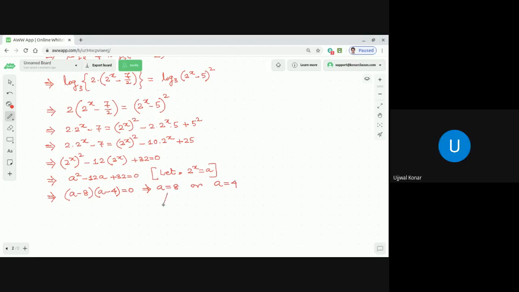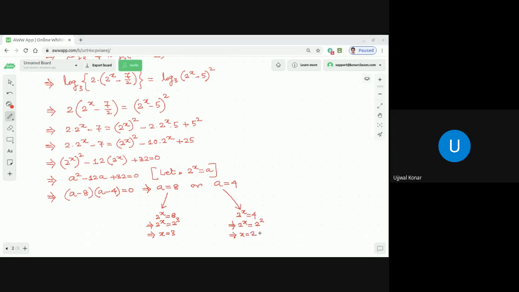When you get a is equal to 8, that means 2 to the power x equal to 8. That means 2 to the power x equal to 2 to the power 3. That implies x equal to 3. Correct, no, dear students? Clear or not clear? Now, if we get 2 to the power x equal to 4, this implies 2 to the power x equal to 2 to the power 2. That implies x equal to 2.